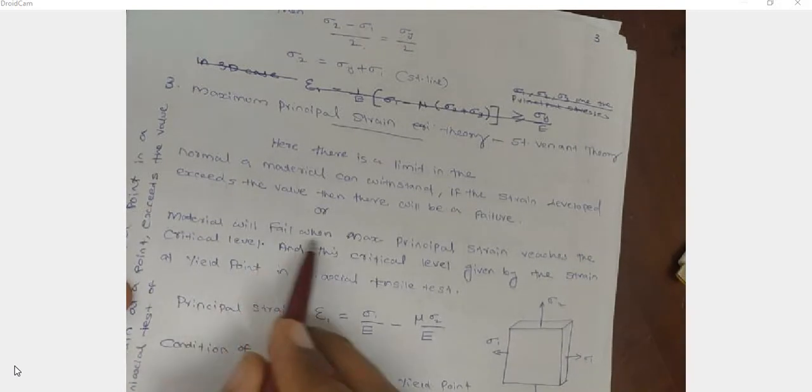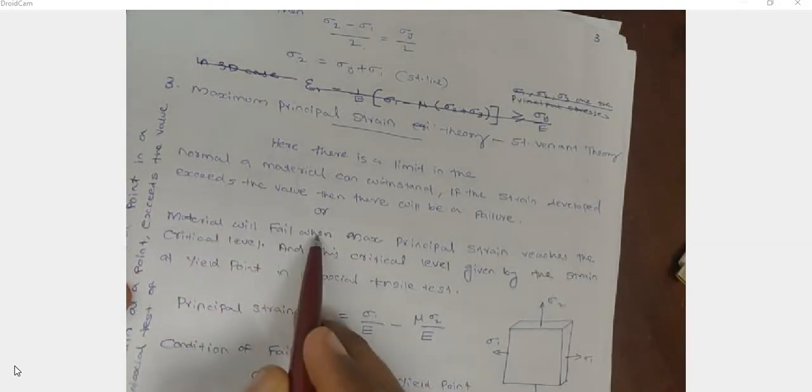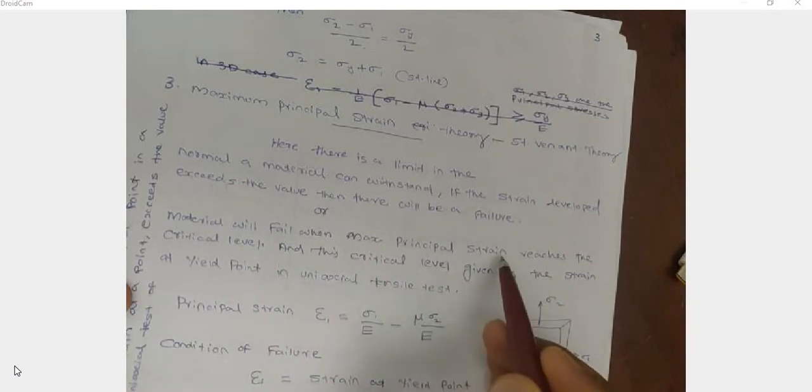Okay, so here, how will the material fail? The material will fail when maximum principal strain reaches the critical level, and this critical level is given by the strain at yield point in uniaxial tensile test. So again consider the complex loading condition body.